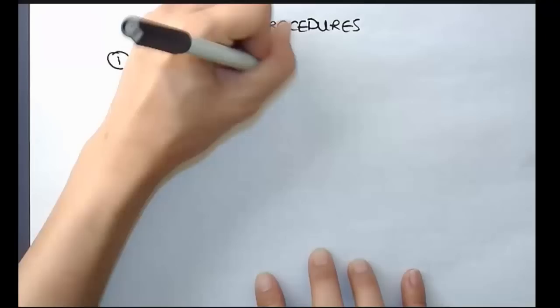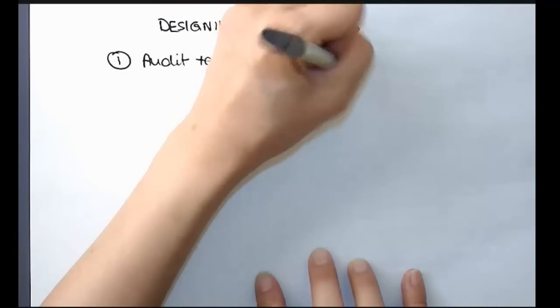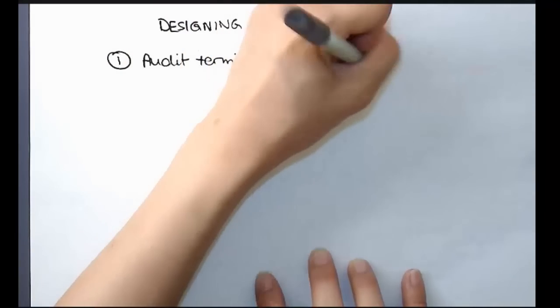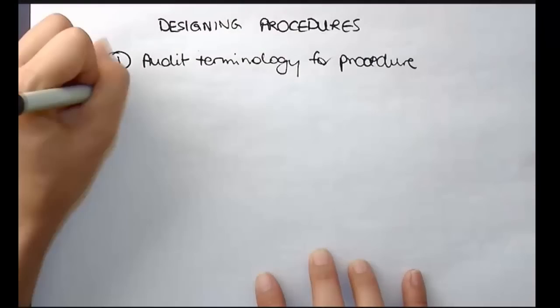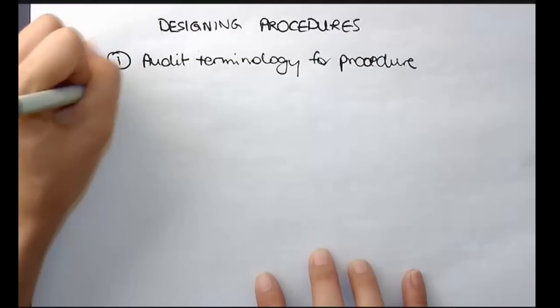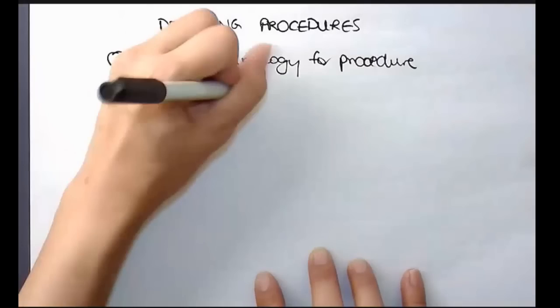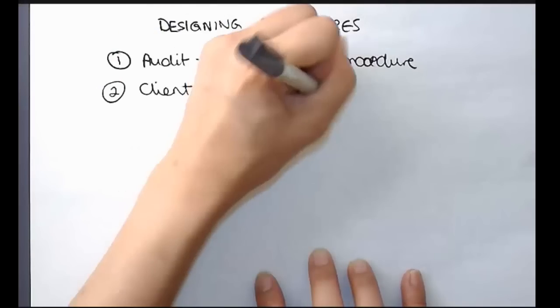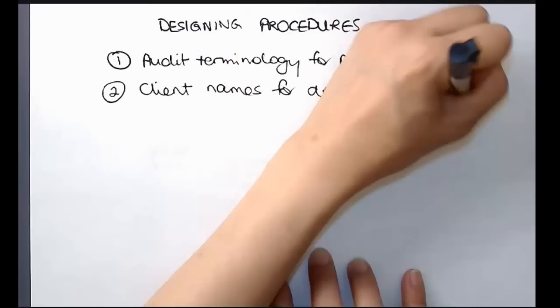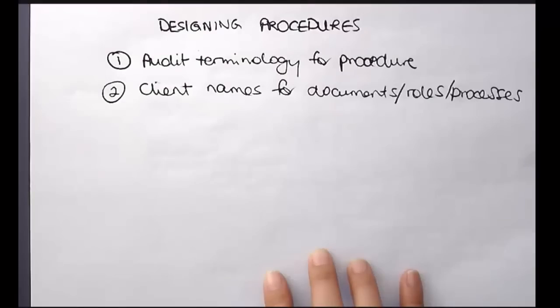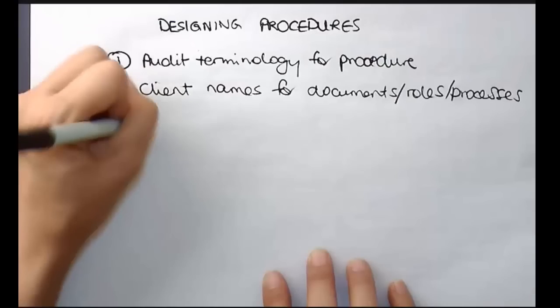Number 2, use the client names for documents, roles, or processes. Alright, so you might have one company calls their shipping department shipping, another one might call it distribution, and then 3, be specific in your description. Okay, so the description needs to be specific enough that somebody could go away and test it.